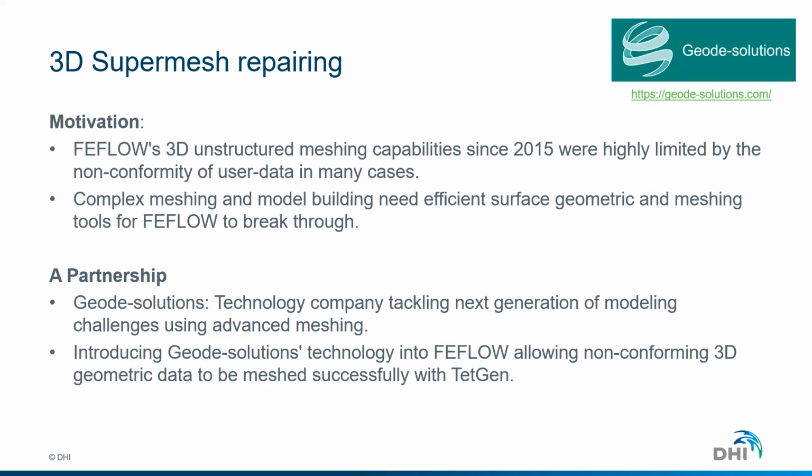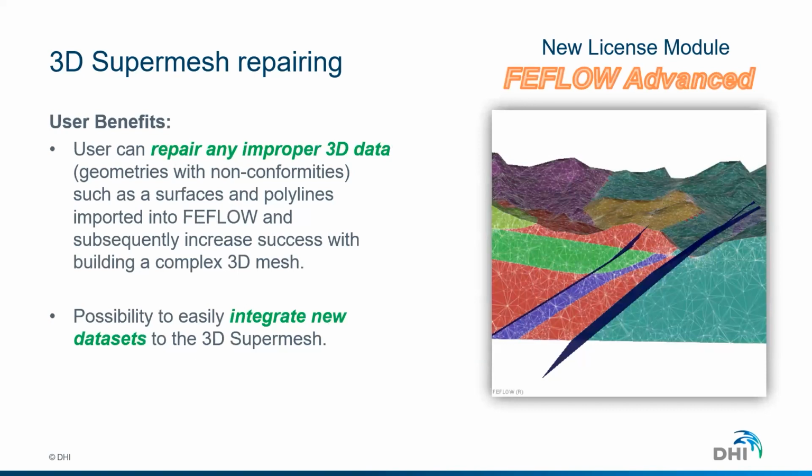So this is a partnership, as I was mentioning, with GOD Solutions, a technology company tackling the next generation of modeling challenges using advanced meshing. The idea is that we introduce methods to repair any improper 3D data in FEFLOW. Improper 3D data means geometries with non-conformities, so 3D polylines or surfaces. A surface could be a fault or a geological horizon. And this allows us to integrate new workflows in FEFLOW Supermesh and also introduces new possibilities to update the Supermesh.